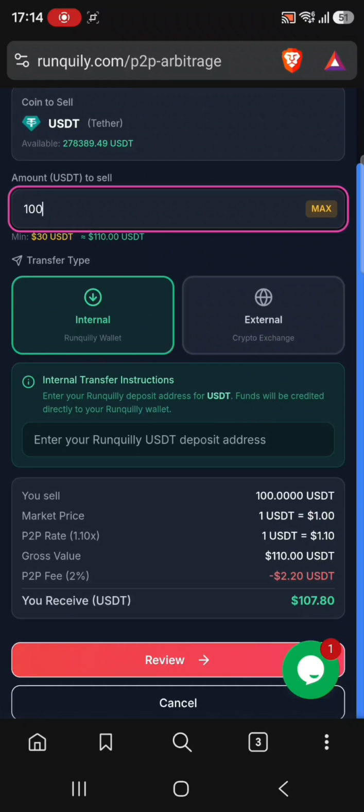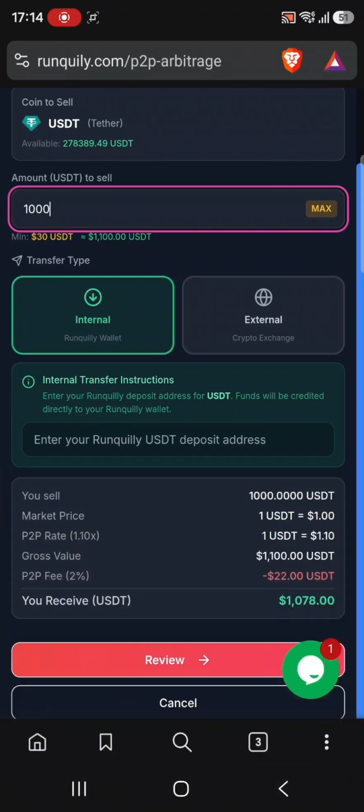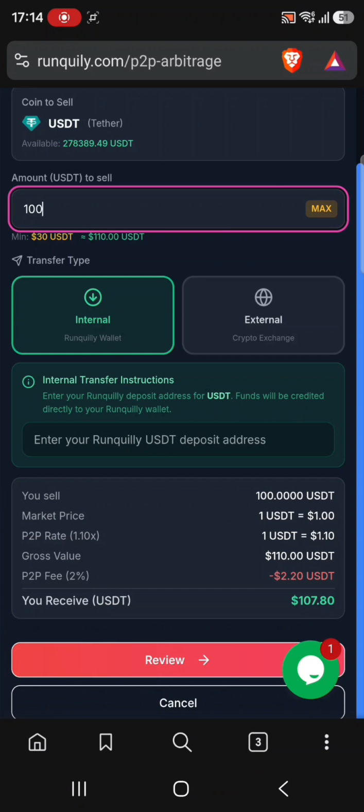So 100 at the rate of 1.10 in Ranquilly, I'll be making 107 USDT. But if I were trading with 1,000, I could get 1,078. So that tells you that the more the capital, the more the profit. You don't trade arbitrage once, you can do it twice, you can do it 4 times. So 7 times 4, you make some good profits, and all are going to your external wallet, that is Binance.